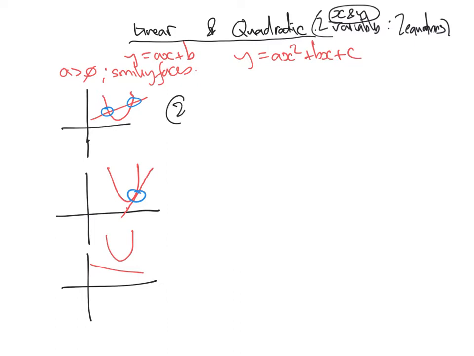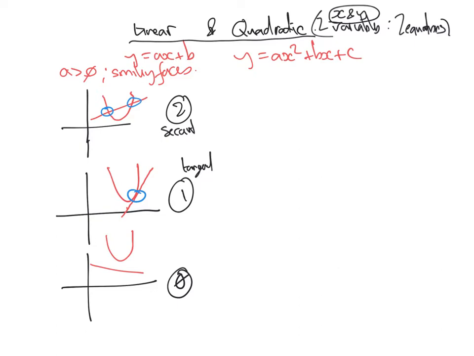So we can possibly have 2 solutions, 1 solution, or 0 solutions. 0 solutions where it doesn't cut it, 1 solution, a tangent, and 2 solutions. A posh name for this is a secant. So this is a tangent, and this is a secant. Now there are 3 possibilities for when a is greater than 0. So what about when a is less than 0?